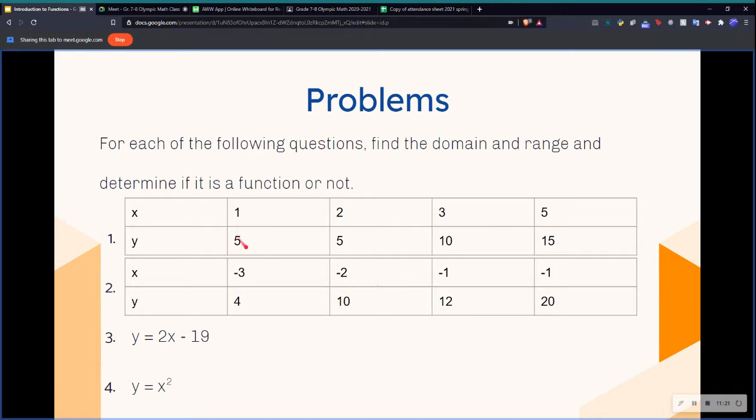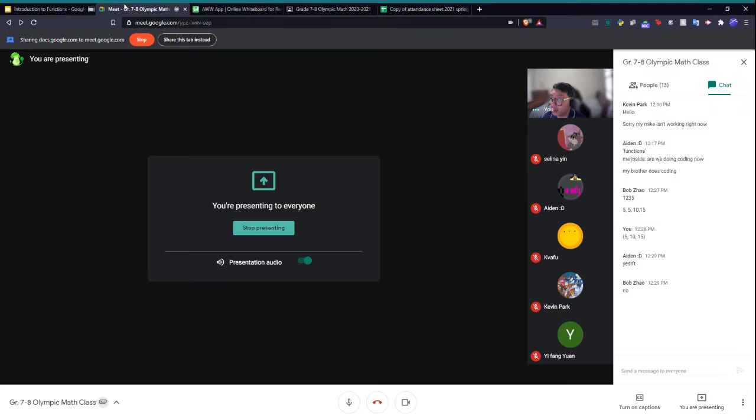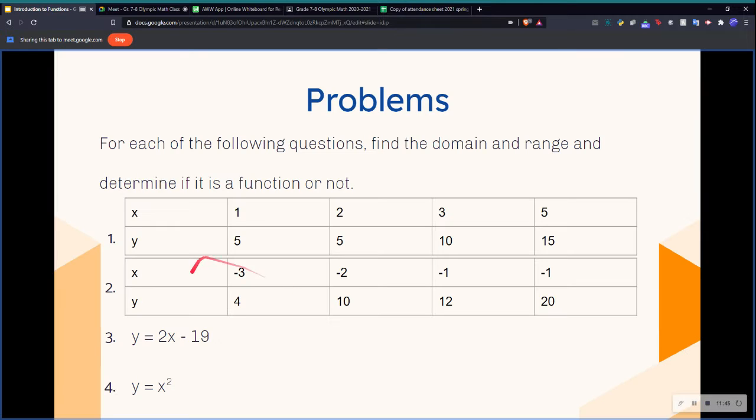Just because even though you have repeating y's, you see that each of these x's maps to one output, right? One maps to 5. It doesn't map to anything else, right? 2 also maps to 5, but 2 also doesn't map to anything else. 3 goes to 10, doesn't go to anything else, and 5 goes to 15, nothing else. So therefore, it is a function in this case. Okay, let's look at question 2.